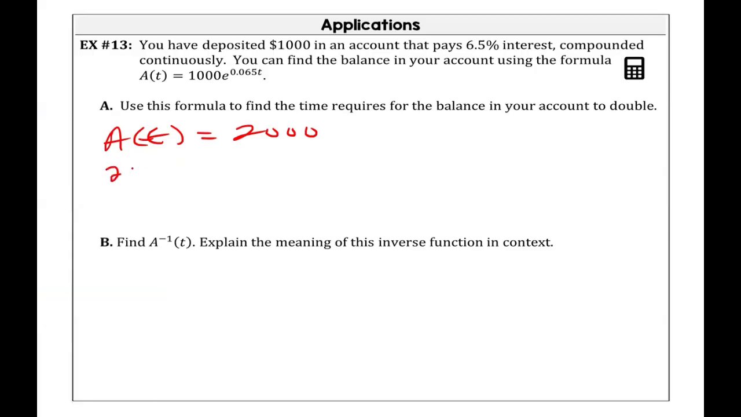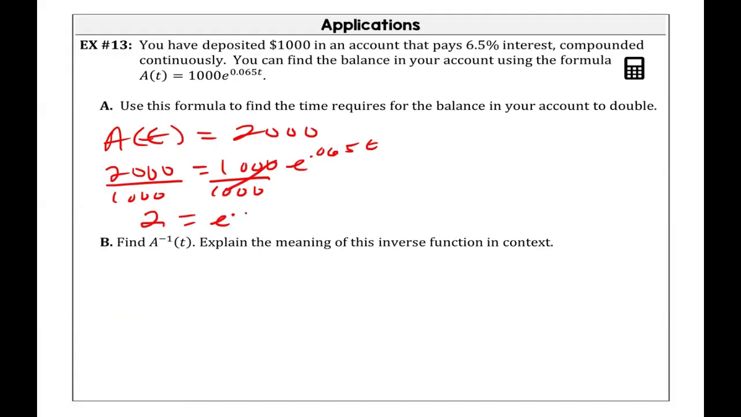So we're going to have 2,000 equals 1,000 e to the 0.065t. We're going to divide by 1,000, divide by 1,000, and we're going to be left with 2 equals e to the 0.065t. Okay. Now that we're down to here, we're going to take the natural log of both sides. So I'm going to take the natural log. I'm going to give myself some room up here.